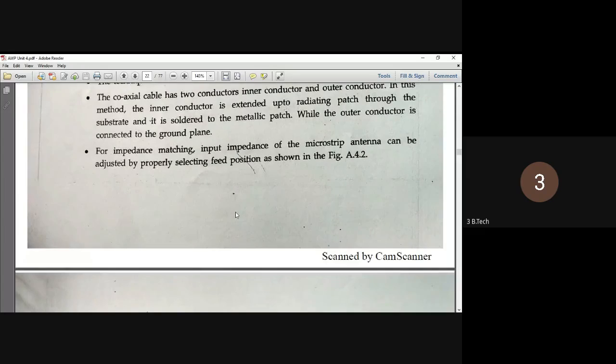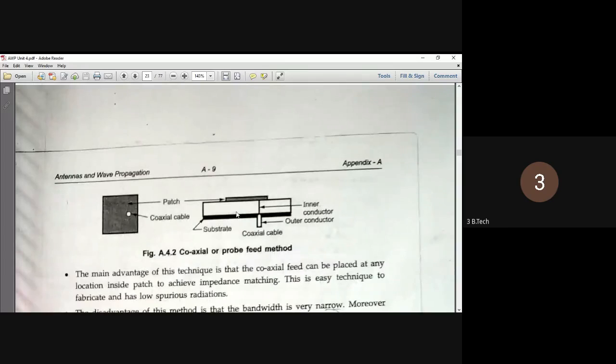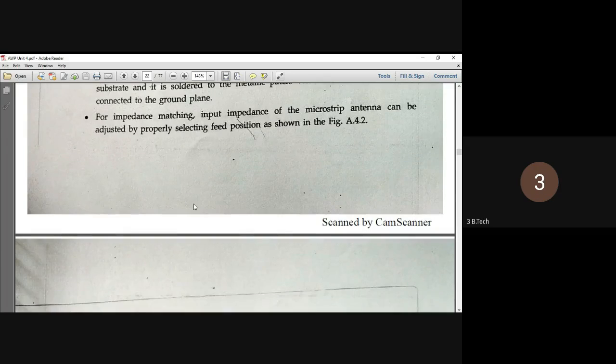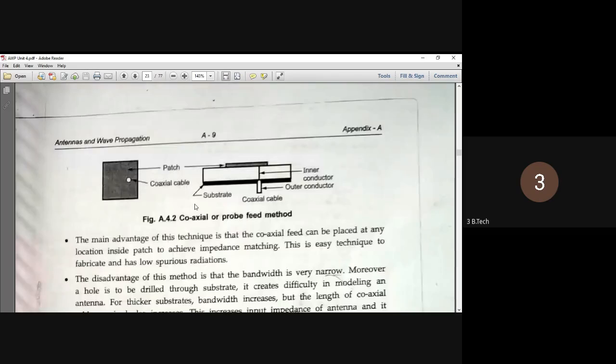In this, the outer conductor is connected to the ground plane, and the inner conductor is connected directly to the patch, right? So for impedance matching, the input impedance of the microstrip antenna can be adjusted by properly selecting the feed position. For impedance matching, what we have to take care of is the input impedance, it should be adjusted. If we select the feed point correctly, we can adjust the input impedance.